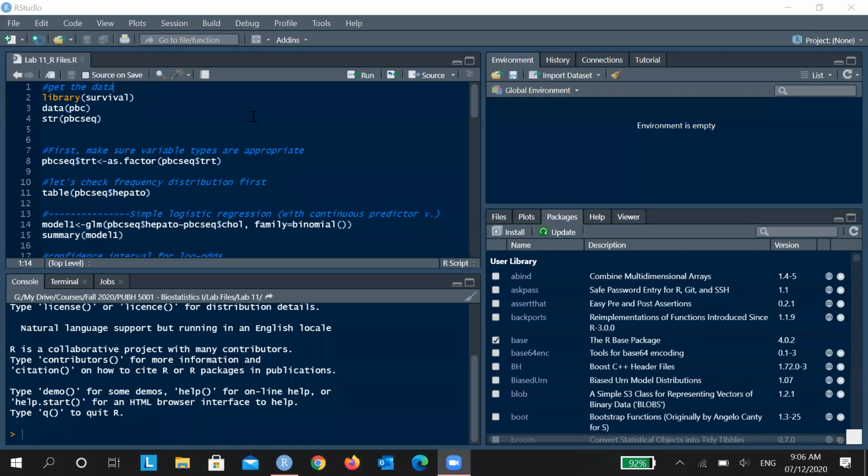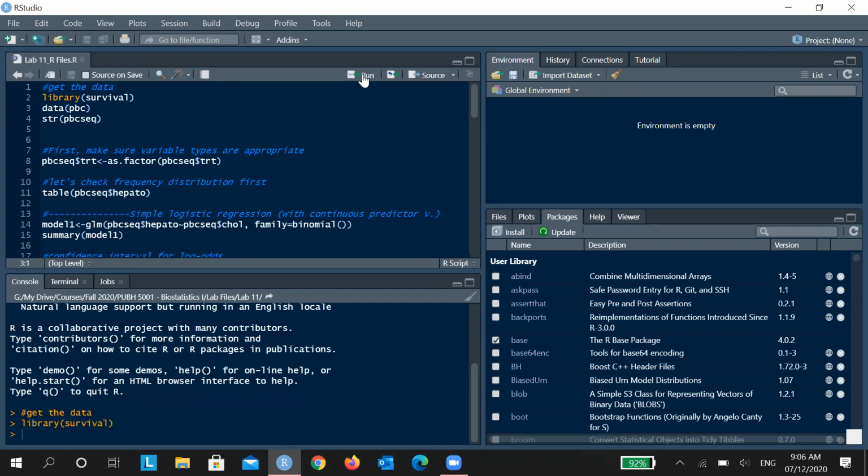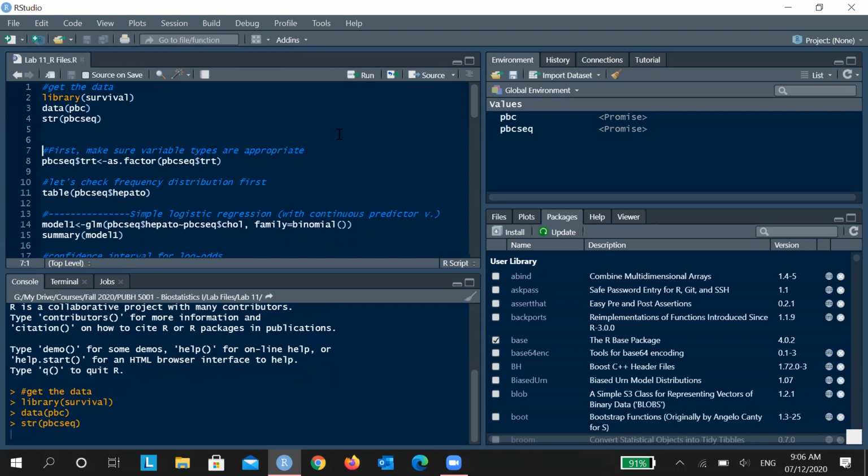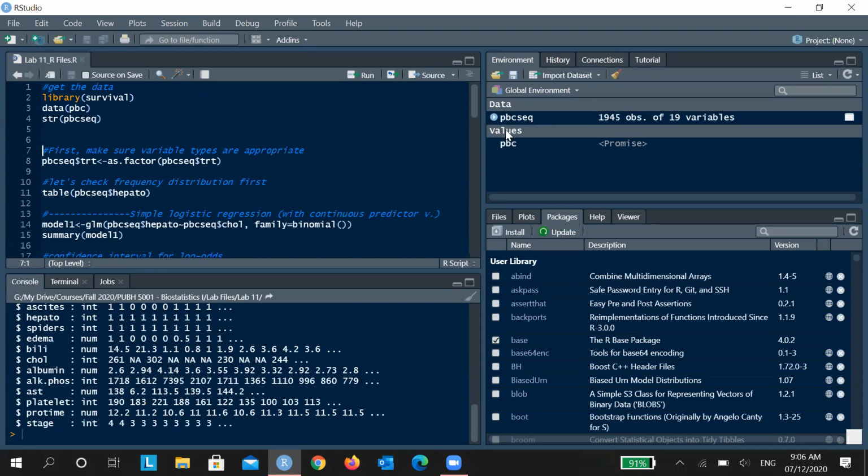Okay. So first things first, we need some sort of data set to run some examples. So let's just get the data, and we'll use the same data that we used before, the PBC data, and I'm sure you're familiar with that. But today we are going to use the PBC sequence data just for a change.